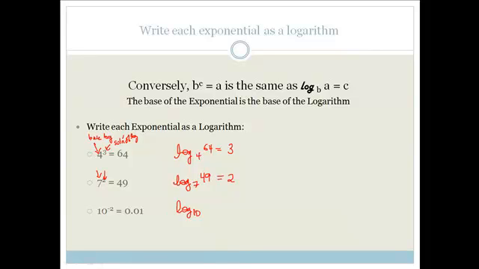So the base of the exponential is the base of the logarithm. Then the power of the exponential becomes the right-hand side, or the solution of the logarithm, and whatever's left over goes in the middle. So the decimal goes in the middle here. So log base 10 of the number 0.01 is -2. Alright, so it's kind of important to know how to convert backwards from exponential to logarithm. It's not a trick we'll use very often, but certainly good to know.